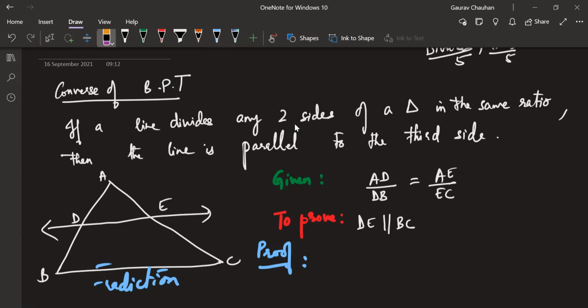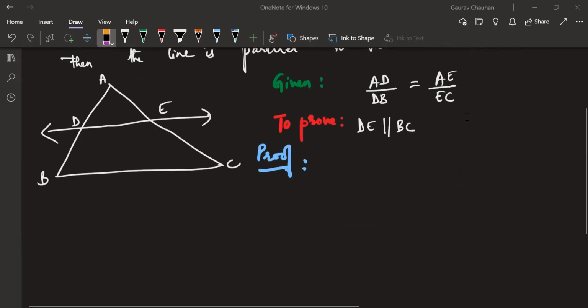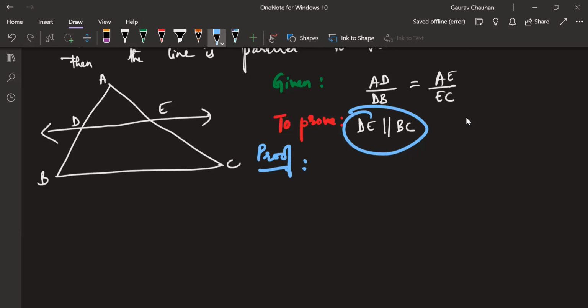So what we are going to do is make an assumption. Nishchay was very close. Yes, it is logic, but a different kind of logic. It's a special category of proofs. We are going to assume the opposite of this statement. We are going to assume that it is not parallel. We will assume that DE is not parallel to BC.